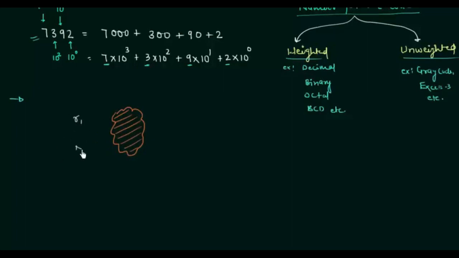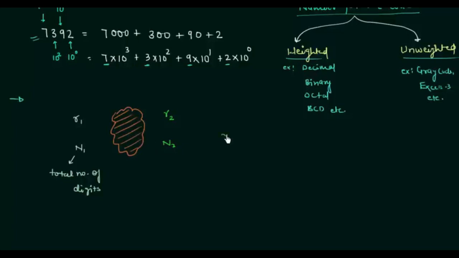Let's say capital N1 is the total number of digits required to represent this quantity in this number system. Let's say there is another number system with base R2, and capital N2 is the total number of digits required to represent this quantity.